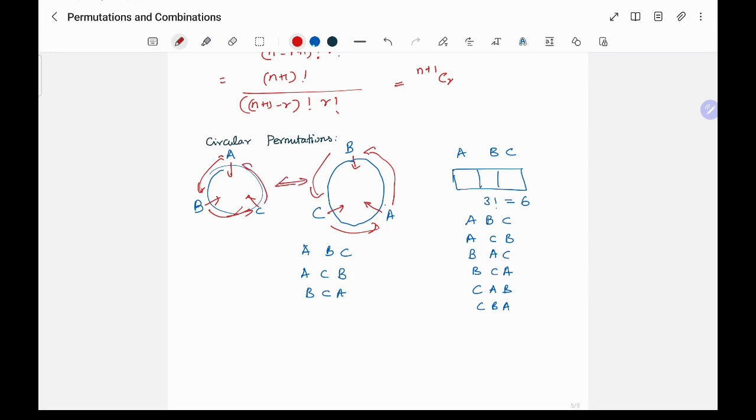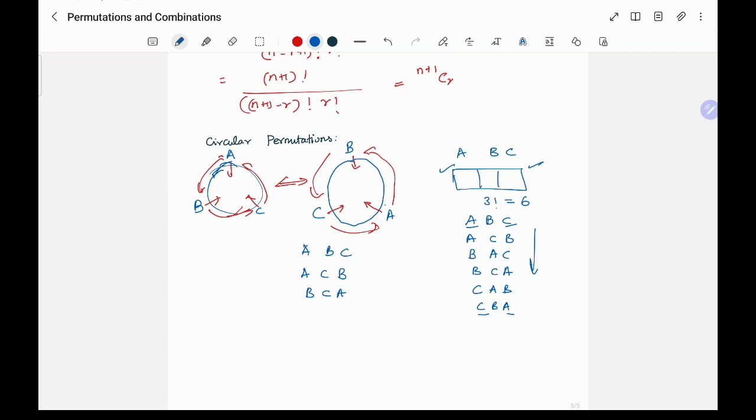So why is this happening? This is happening because in the linear arrangement the ends are different. So A and C at the ends and C and A at the ends are different. But in this case it is the same. So the ends are meeting together. So a few of the options in the linear arrangement are just repeating.